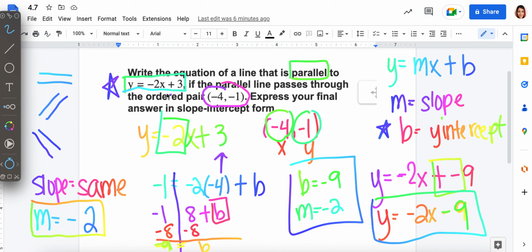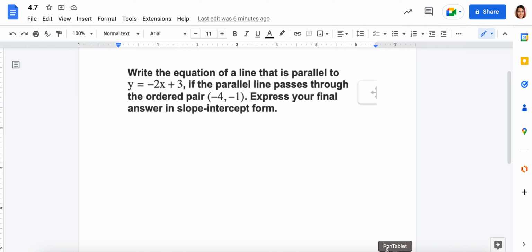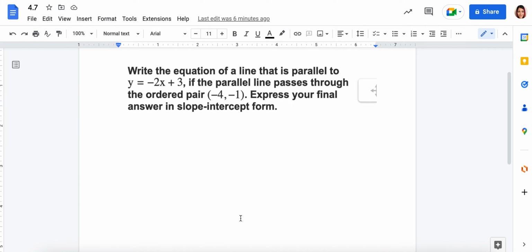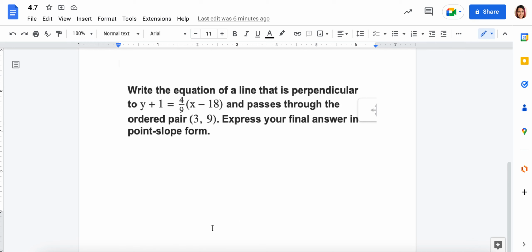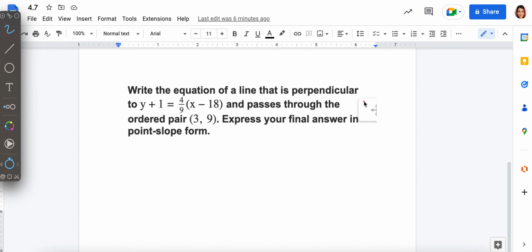And we know it's parallel because same slope, negative 2, negative 2. This one will intersect the y-axis at 3, but this one intersects at 9, but they're parallel. Okay, now we're going to talk about perpendicular lines. So let me go here and bring this back up.